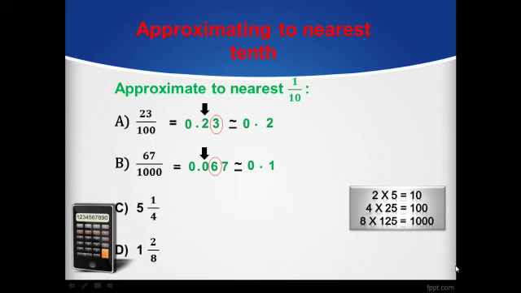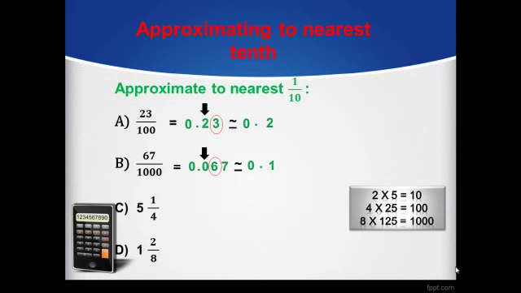So, if you find 2 in the denominator, you will multiply it by 5 to get 10. And if you find 5, you will multiply it by 2 to get 10. If you find 4, you will multiply it by 25 to get 100. And if you find 25, you will multiply it by 4 to get 100. And if you find 8, you will multiply by 125 to get 1000. And if you find 125, you will multiply it by 8 to get 1000.